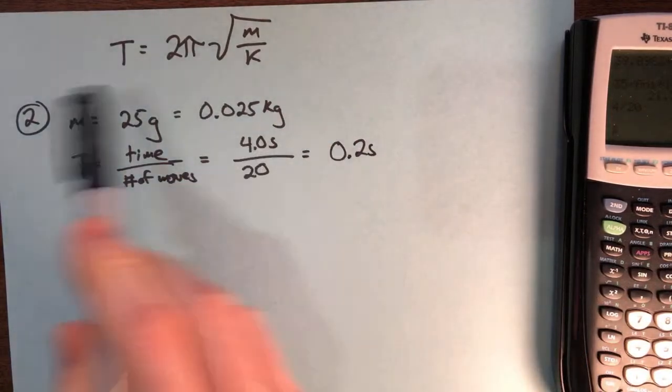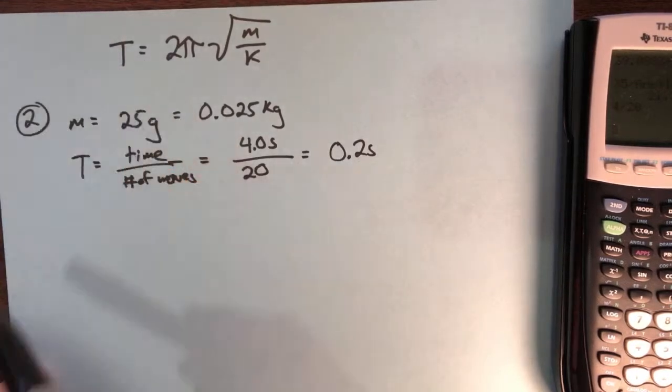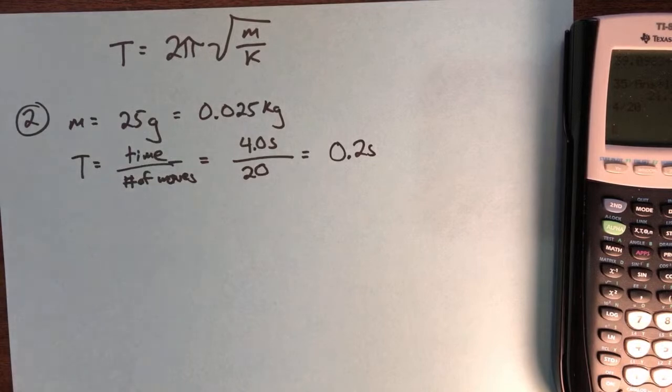So now that we have those numbers, we can go ahead and plug this into the equation that we have. Our equation up here is this, but we need to rearrange it. It says, what is the spring constant? So we need to rearrange this to solve for k.